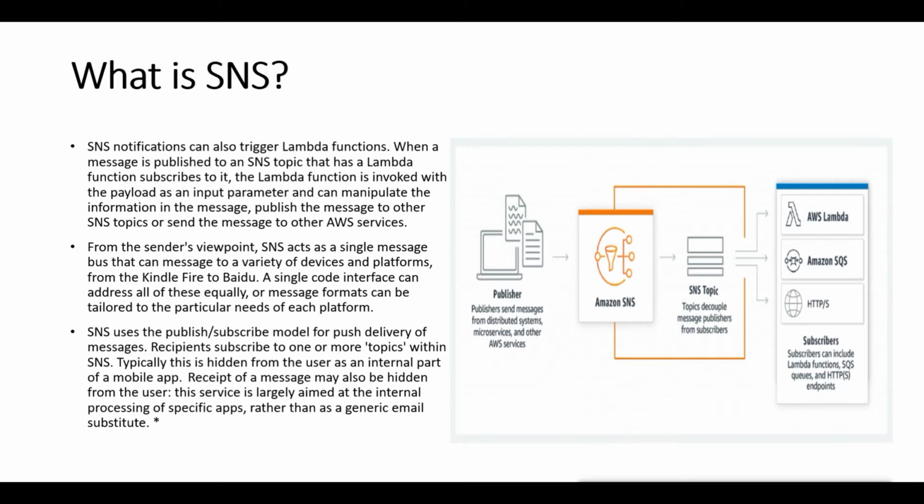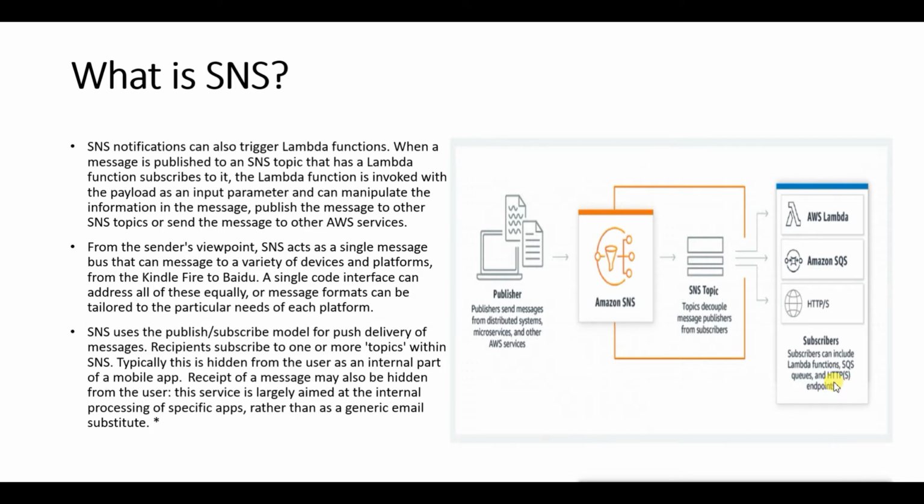From the sender's viewpoint, SNS acts as a single message bus. So you can see here, the publisher sends messages from distributed systems, microservices, and other AWS services. It goes to Amazon SNS. It chooses the SNS topic. The topic decouples the message publishers from subscribers, and it sends to Lambda function or SQS or HTTPS. Subscribers can include Lambda functions, SQS, and HTTP endpoints.